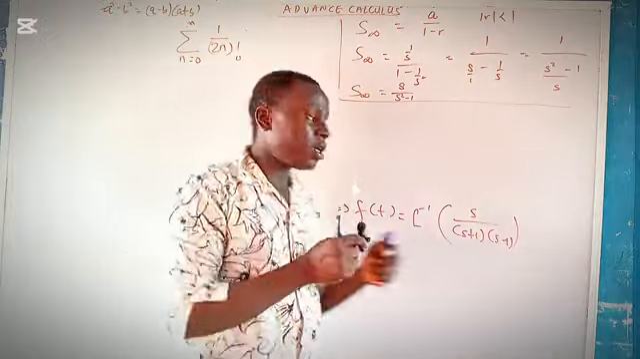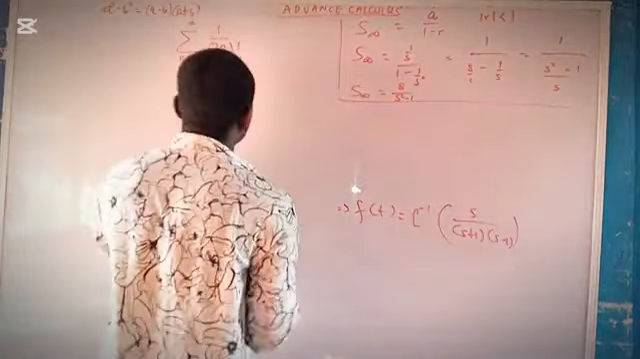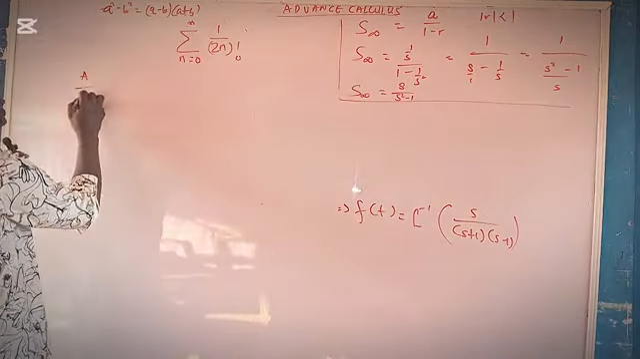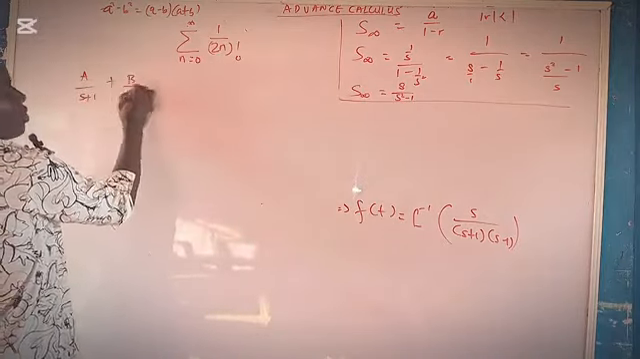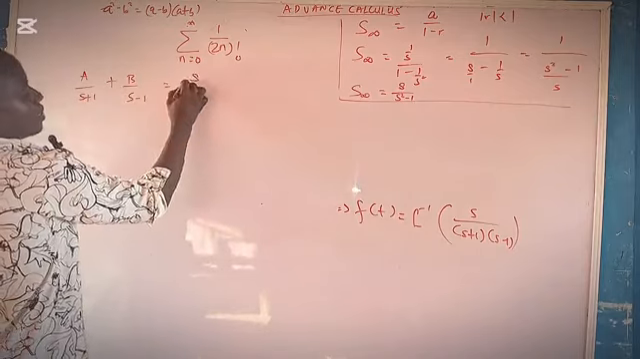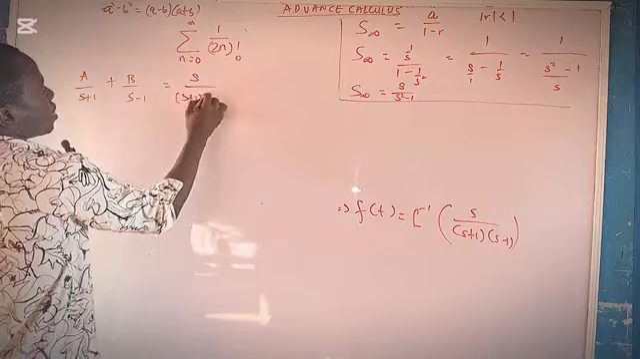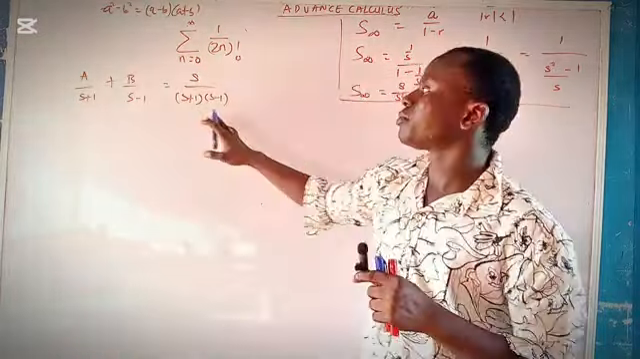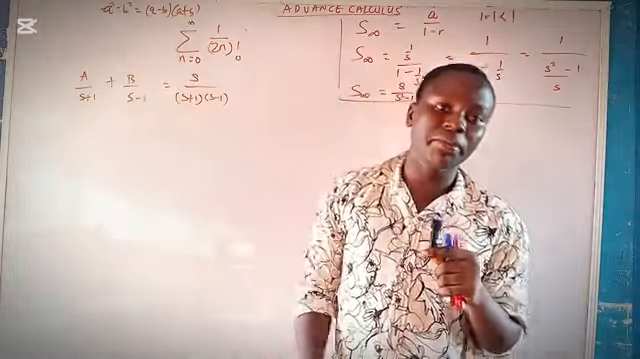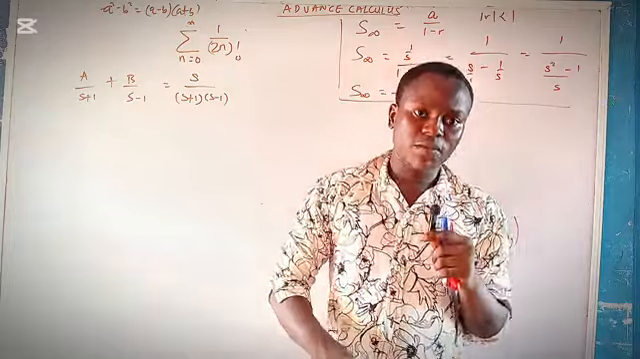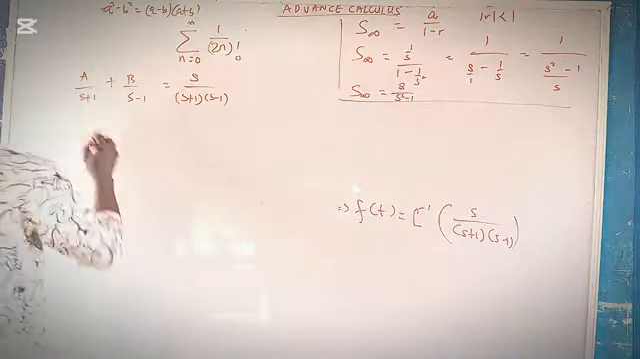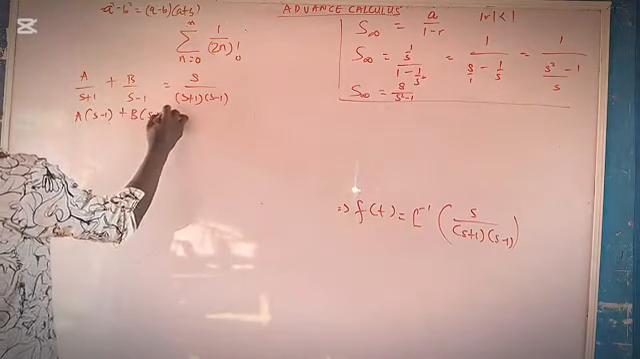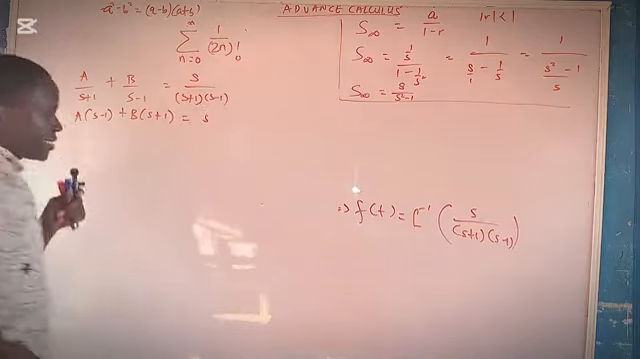You have no problem. So splitting this into partial fractions, I can say A over s plus 1 plus B over s minus 1 is the same thing as s over s plus 1 into bracket s minus 1. Next thing you're going to do is to multiply both sides by the LCM, which is s plus 1, s minus 1. If we do that, we're going to have A into s minus 1 plus B into s plus 1, and that is going to give us s.